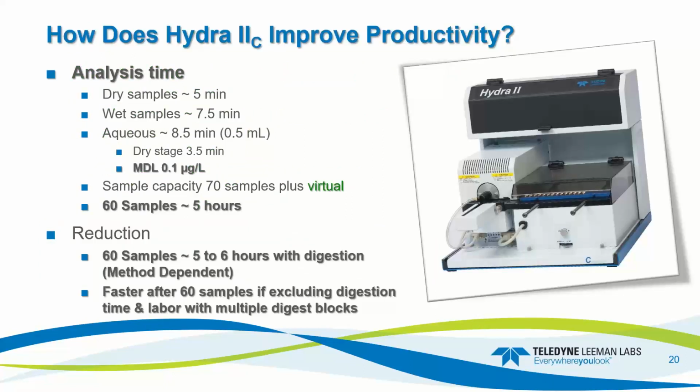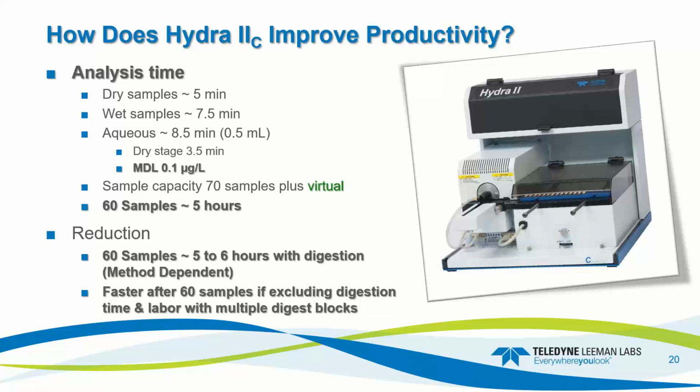So how does the Hydra IIC improve productivity? It has a very fast analysis time. It's dependent on the moisture of your samples. The dry samples only take about 5 minutes each. Aqueous samples take 8.5, but again, 3.5 of that will be drying time for aqueous samples.